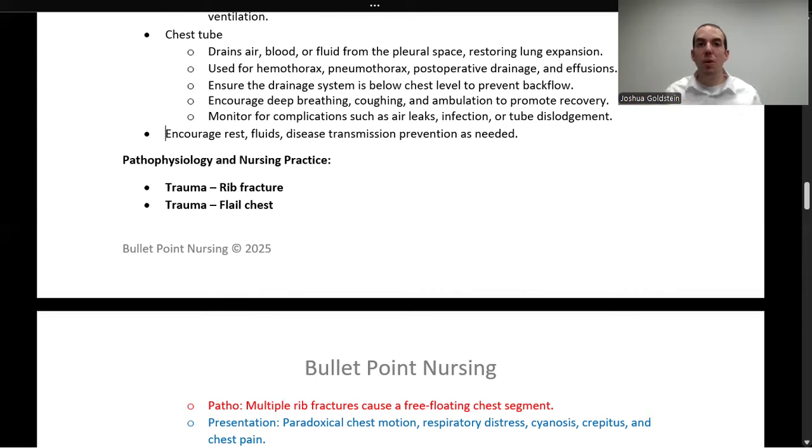The definition for these, by the way, when it's full of air, it's called a pneumothorax. When it's full of blood, it's called a hemothorax. We're going to talk about both those in a few minutes. And when it's fluid, that would be an infection, and we'll talk about that as well.